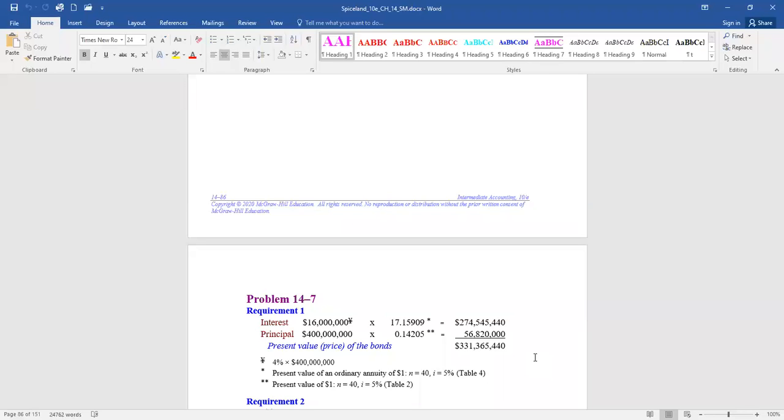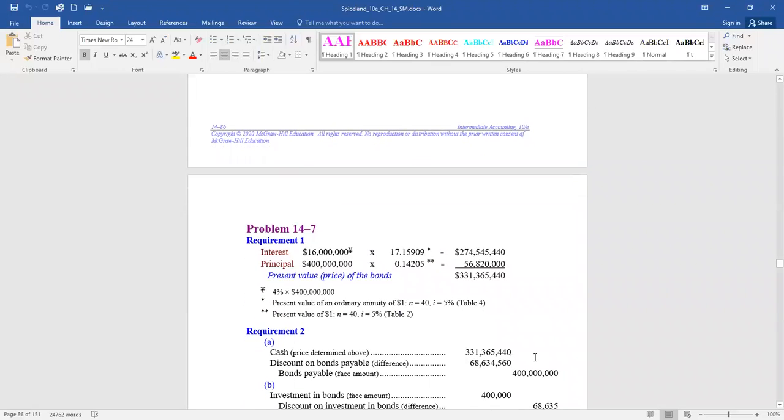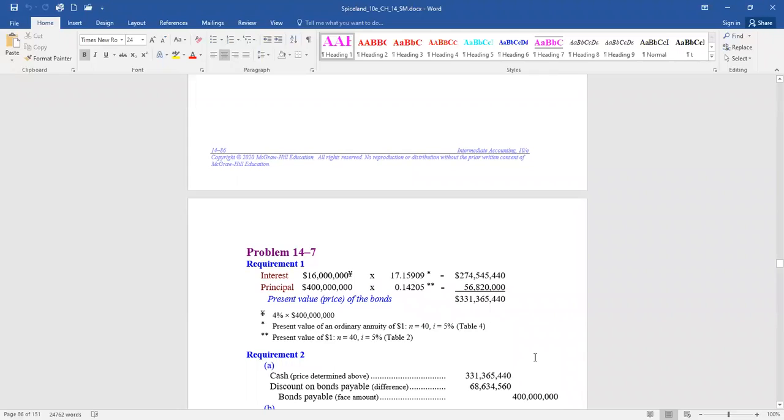There's also a one-time payment in 20 years, $400 million. We're going to find the present value of that using N is 40 and I is 5. Present value of 1 comes out to be $56,820,000. So these bonds are selling for $331,365,440. So the day the bond is sold, we'll debit cash $331,365,440, debit discount on bonds payable $68,634,560, and we'll credit the bonds payable.